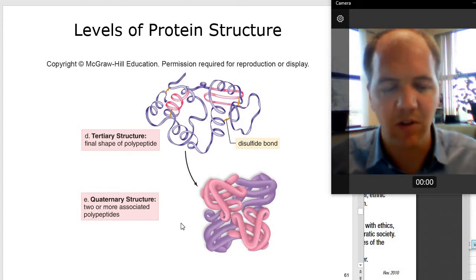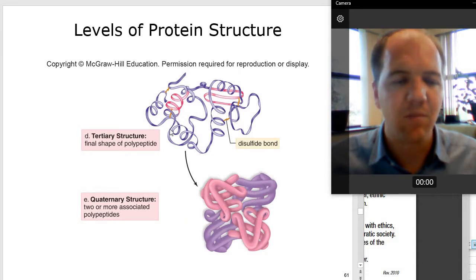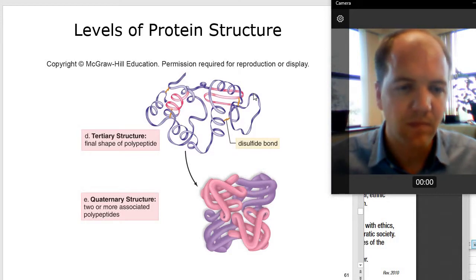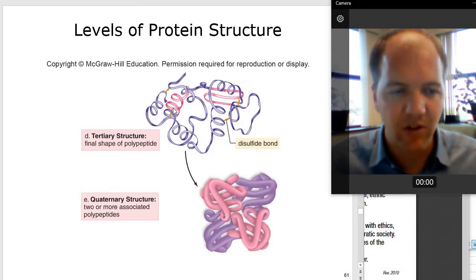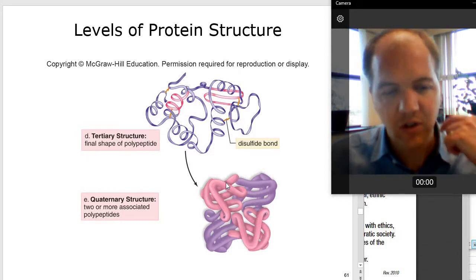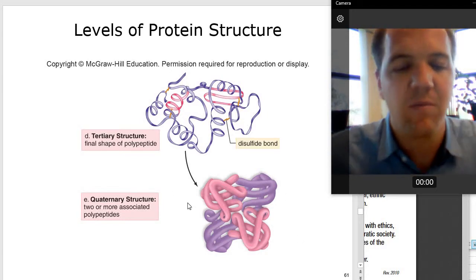Maybe you've heard of hemoglobin. Hemoglobin is a protein in our blood that helps carry oxygen. Now hemoglobin has a primary structure, which is just the amino acid sequence of that hemoglobin. Then from there it forms a secondary structure, and then a tertiary structure, and then finally we have these different subunits that come together to form the whole hemoglobin molecule.